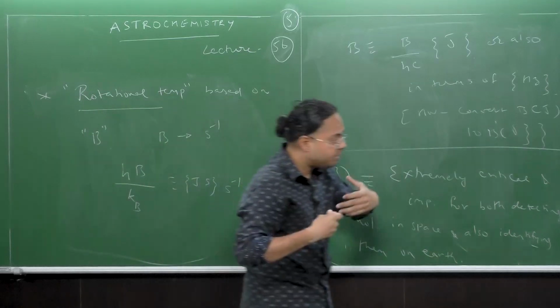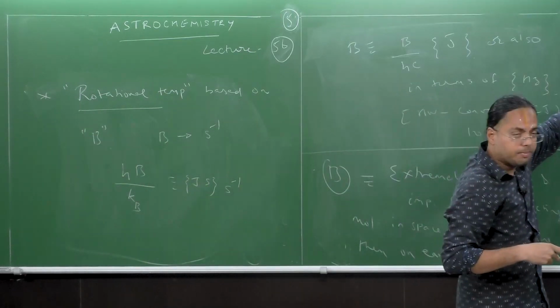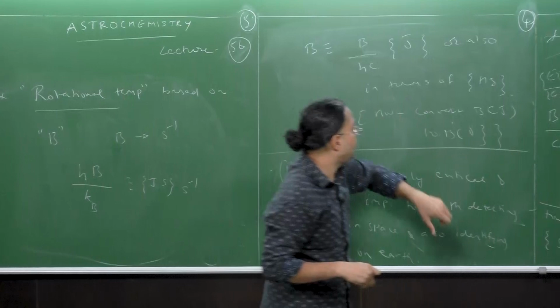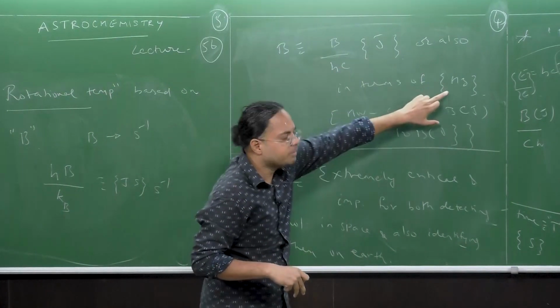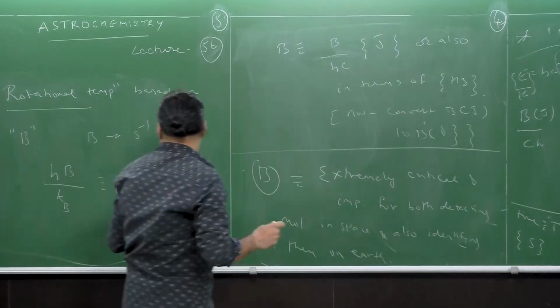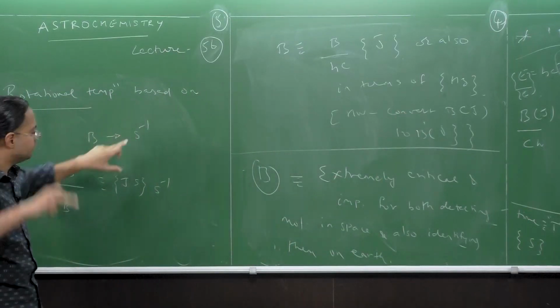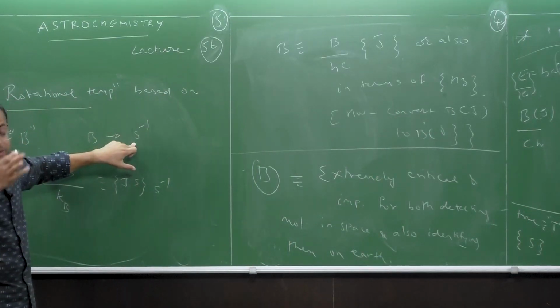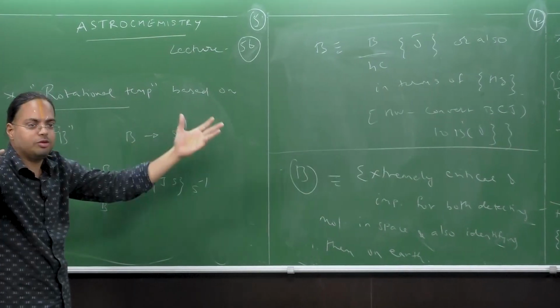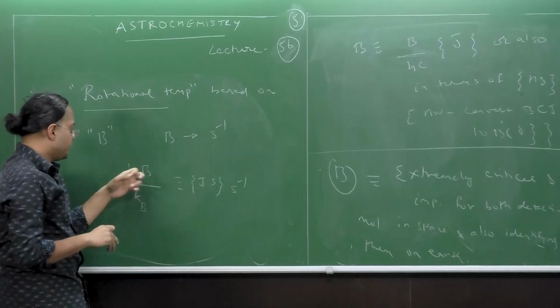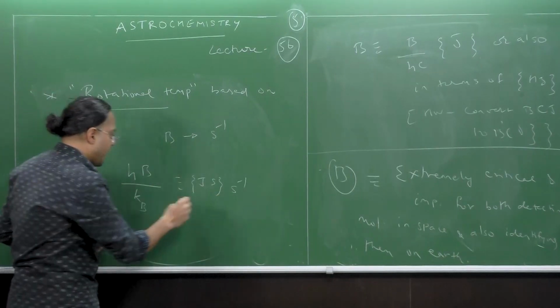Although in the class I showed it in terms of the wave numbers, I had given to you as a homework that you can always convert the wave number to frequencies also. So you can do that on your own. So B can be expressed as centimeter inverse, or sorry, second inverse. Centimeter inverse is the wave number, and second inverse is the frequency. So your B is going to be in terms of second inverse, and my Boltzmann constant.